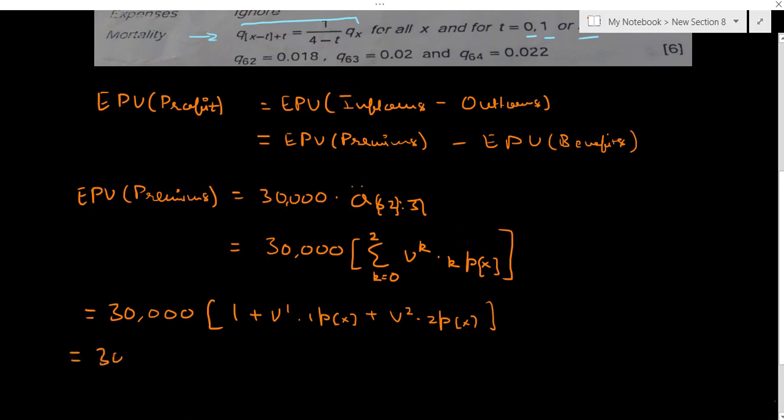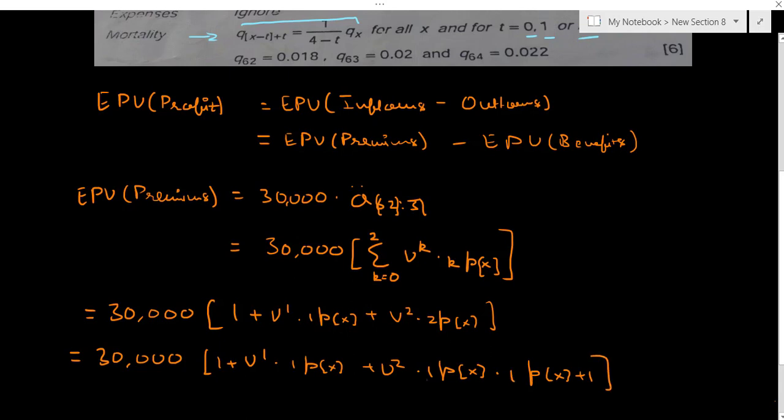So this would become just 30,000 into 1 plus v to the power of 1, let's keep it v to the power of 1 for now. This would be 1px, and this would be v squared into this factor, which can be written as the person aged x surviving for 1 year into the person aged x plus 1. Okay, because selection still lasts, surviving for 1 more year. So I just need these values, and x is basically equal to 62.